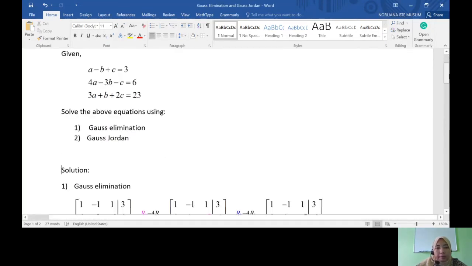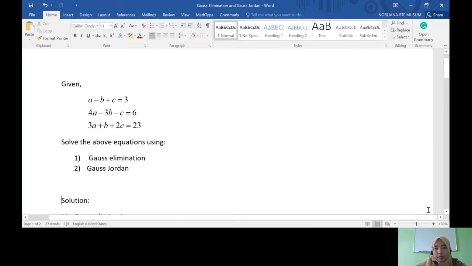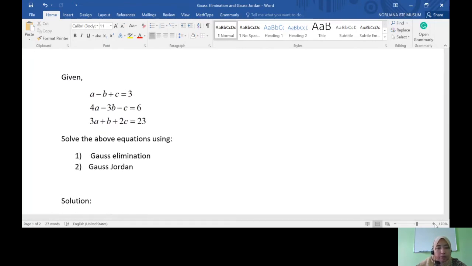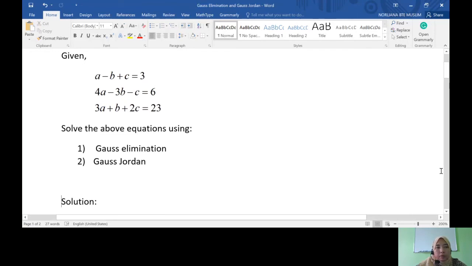Okay, so this is the system of linear equations. There are three variables and three equations given. It's given a minus b plus c equal to 3, 4a minus 3b minus c equal to 6, 3a plus b plus 2c equal to 23. So the variables are a, b, c. Solve the above equations using Gauss elimination and Gauss Jordan.